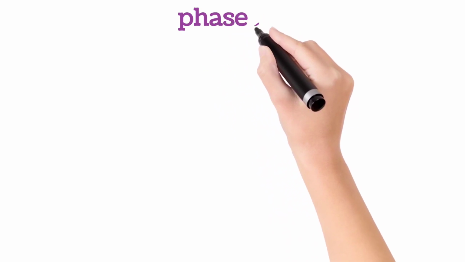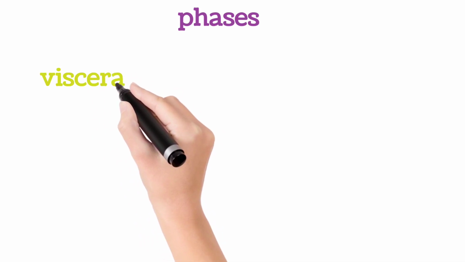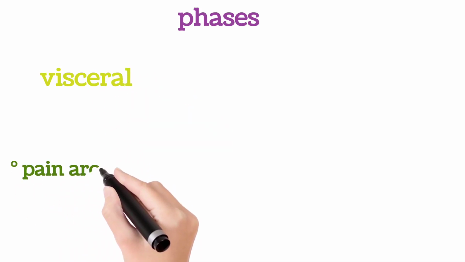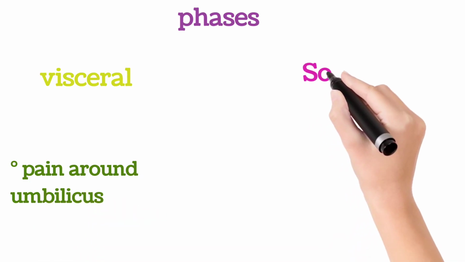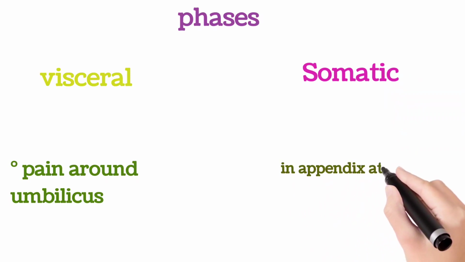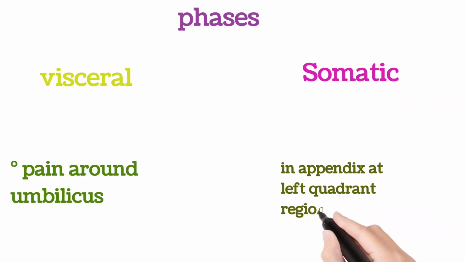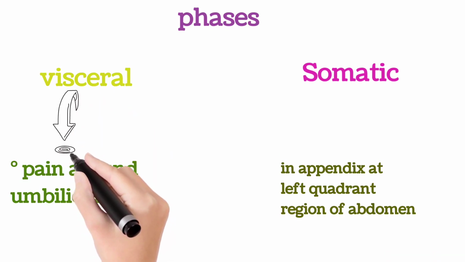Phases. Types. Visceral: pain around the umbilicus. Somatic: in the appendix at the right lower quadrant region of the abdomen.